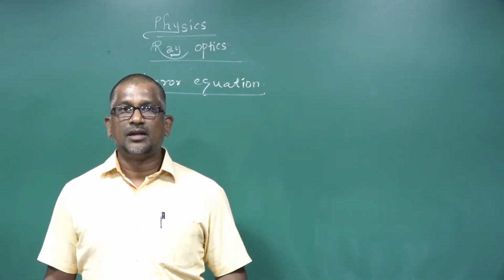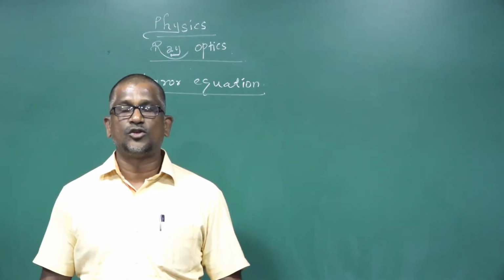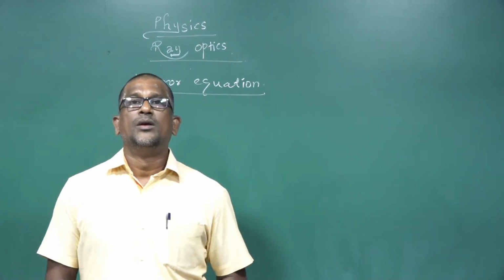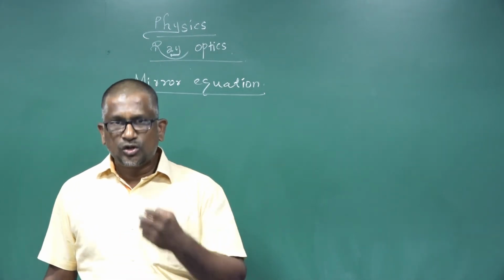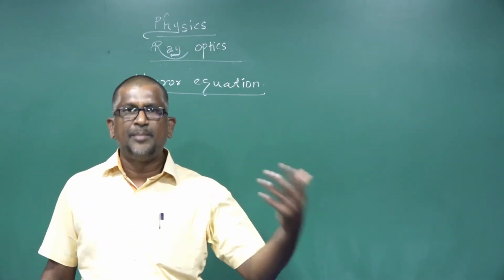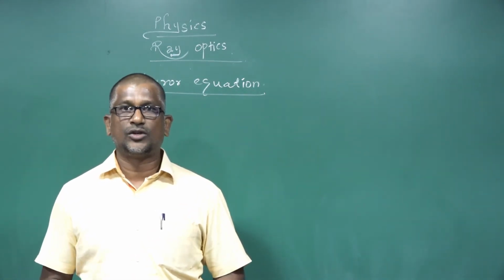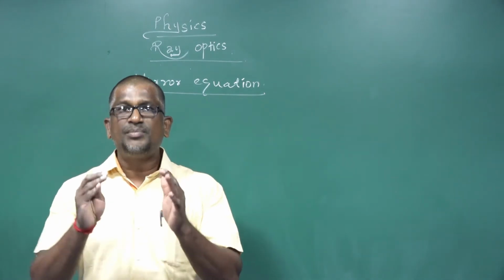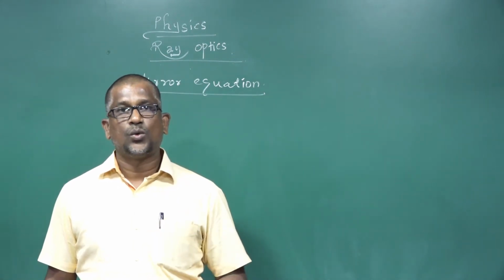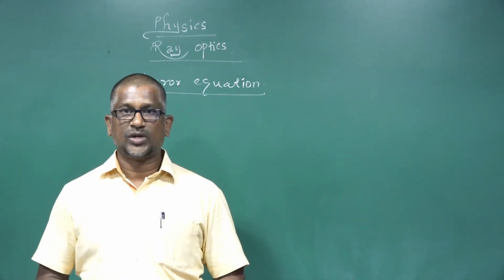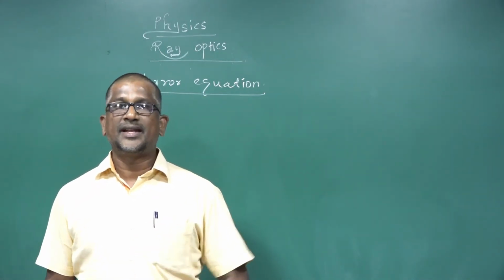Mirror equation means the relation connecting object distance, image distance and focal length of a spherical mirror, right? It is necessary to derive the mirror equation in order to determine the unknown value. That is, it may be object distance or image distance or focal length, right? From a simple ray diagram, we can derive the mirror equation. So a simple ray diagram is required to derive the mirror equation, right?